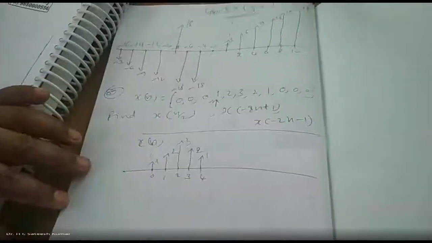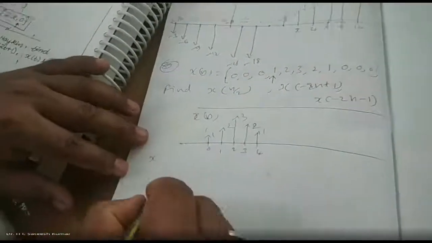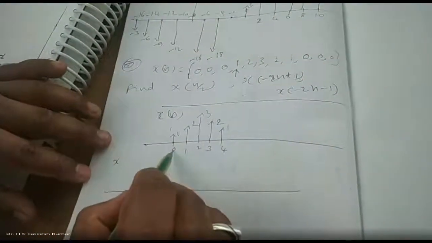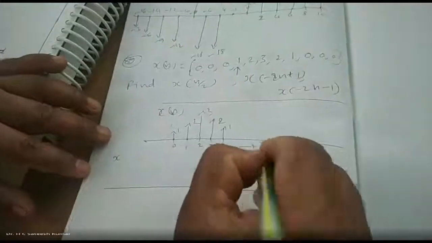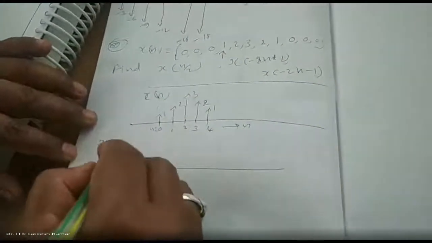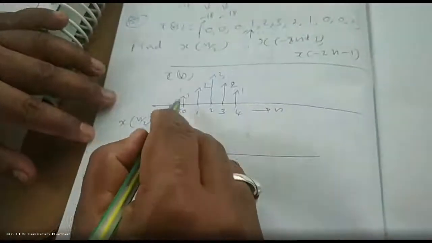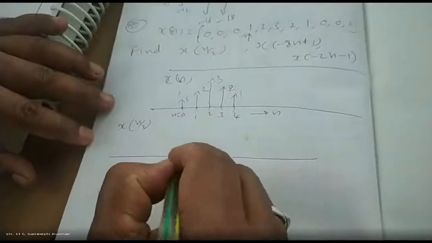Next, x of n by 2. X of n by 2, we need to calculate. So very simple one. N by 2 is equal to 0. This is your n, no? Okay, n is equal to 0, n is equal to 1, all this. Now you replace n by 2, so that we get x of n by 2. N by 2 is equal to 0, therefore n is equal to 0. At 0, its value remains same, 1.